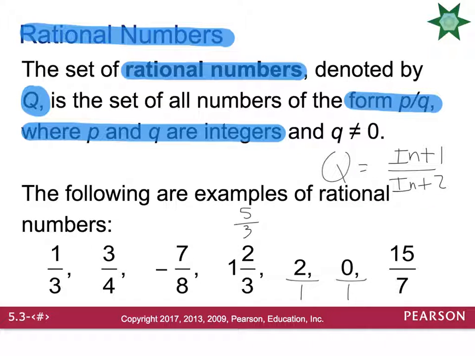Now we have to specify this though. That denominator, the little q there, cannot be equal to 0. So that little q cannot be equal to 0. And the reason for that is because we can't divide by 0. So this integer here, this one on the bottom, cannot be 0.